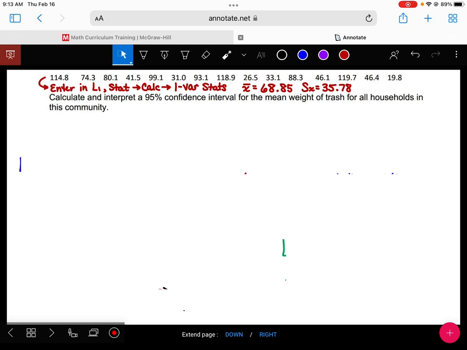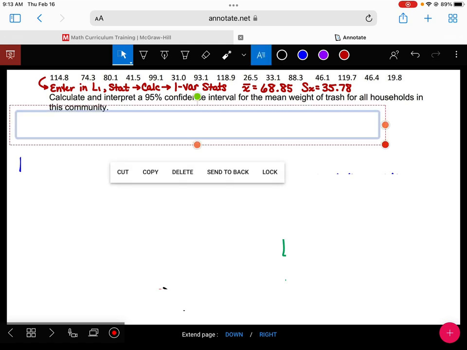When we're doing a confidence interval, what do we have to include in the state portion? Parameter and confidence level. What is the parameter that we are working with? Mu. And what would mu mean here? True mean weight of all trash for households in this community, right there. And what confidence level should we use? 95%.